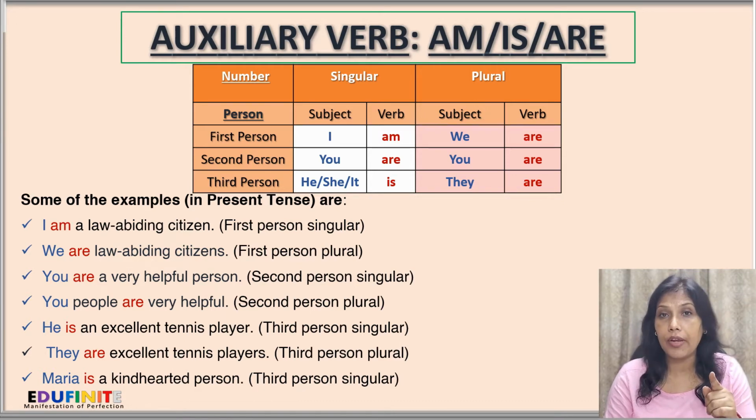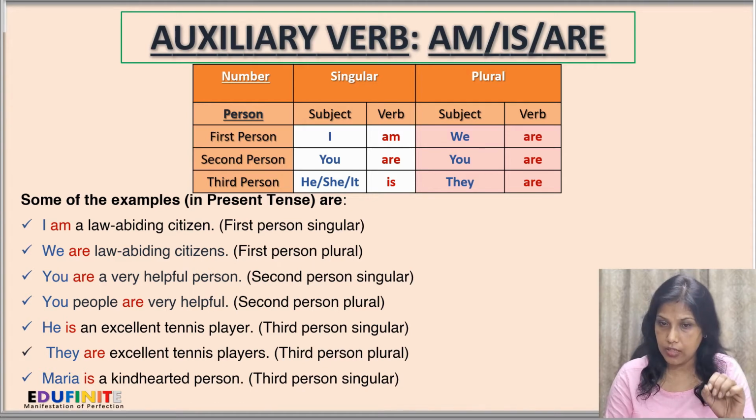You are a very helpful person. Here, you represents singular. But in the next sentence, you people are very helpful. Here it is second person plural. Here you people represents many of them. So it's plural.